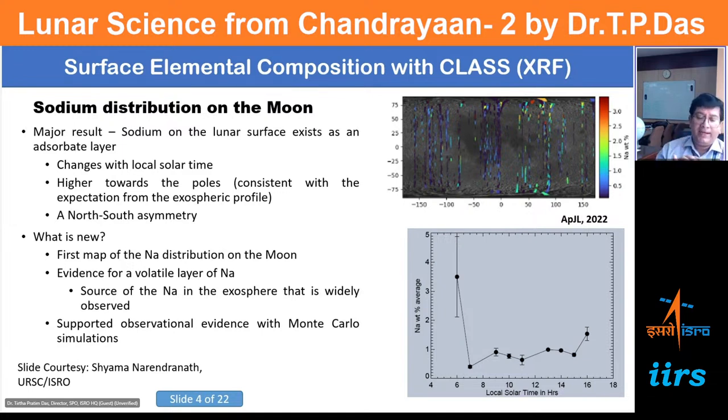Now here you might ask a very logical question: if sodium is available and it is not very tightly bound, loosely bound, it should be a part of the exosphere also, right? They're getting sputtered, so they should be a part of the exosphere. The answer is yes. So your next question would be whether the CHASE-2 instrument has said it. Then the answer will be no, as far as my knowledge goes at present.